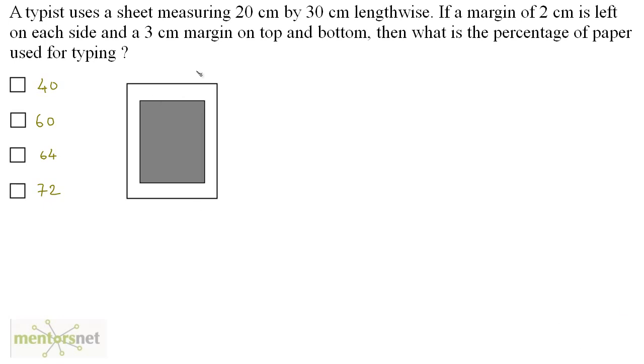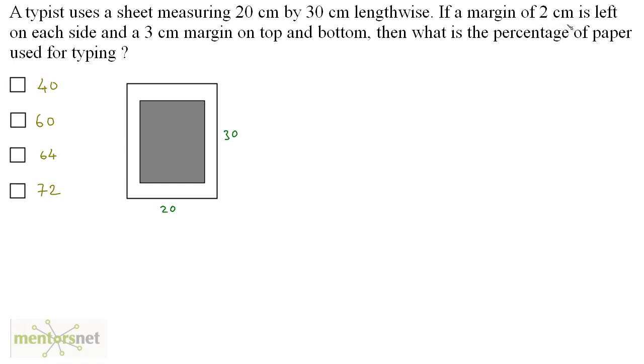So you have a paper measuring 20 cm by 30 cm. So the breadth is 20 cm and the length is 30 cm. Now this shaded area is the printing area. Now we have left some margins on the left and right. Now what is the length of this margin?